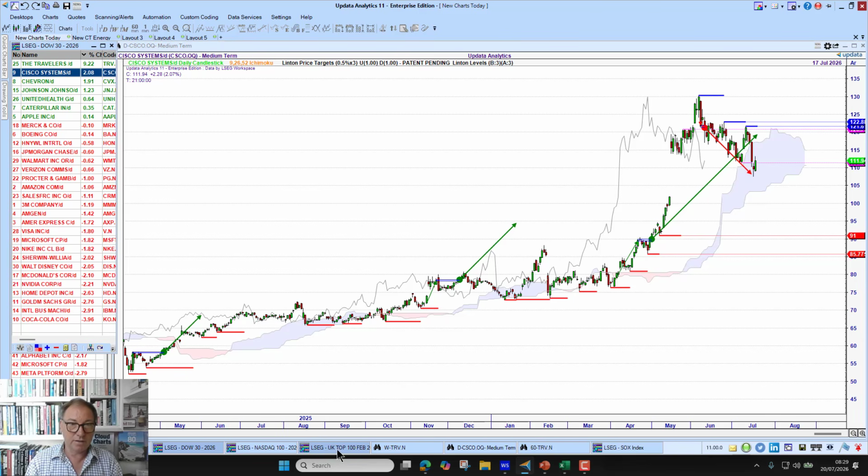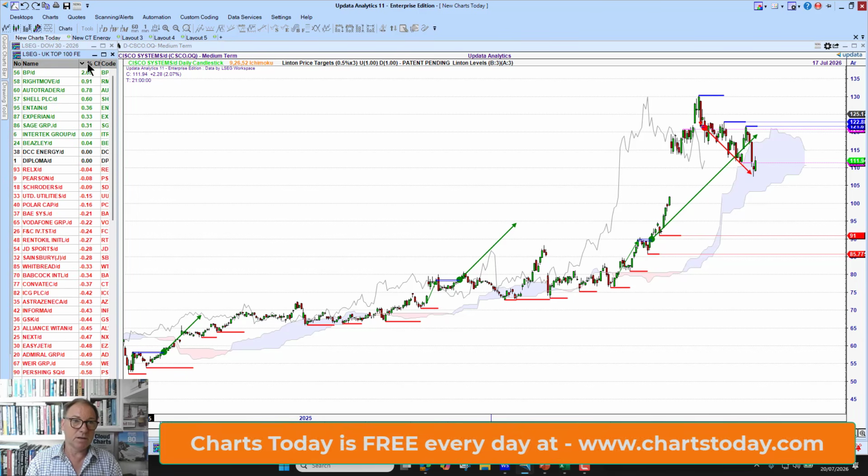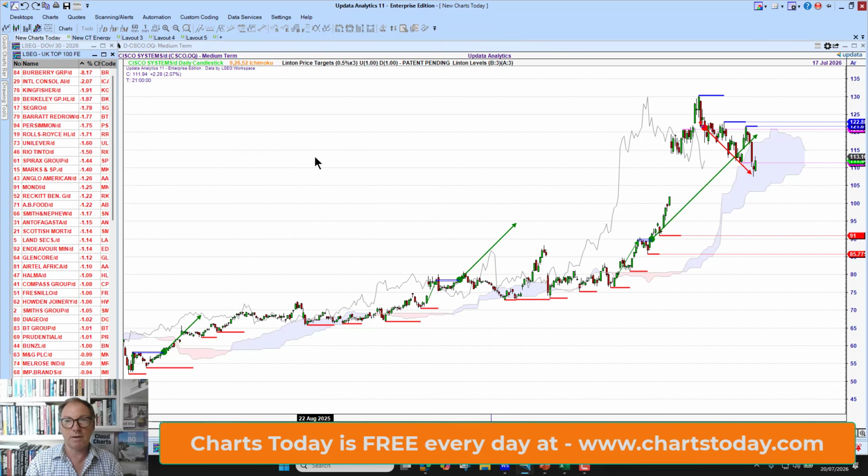And if we look at the UK today, it is mostly a screen of red, only a handful of stocks up. So difficult times at the moment, and that's the key. Keep an eye on those price targets.